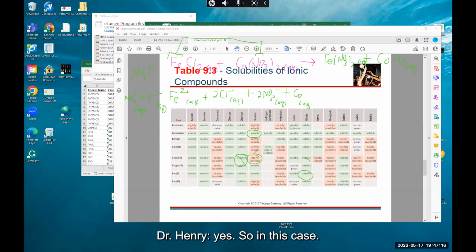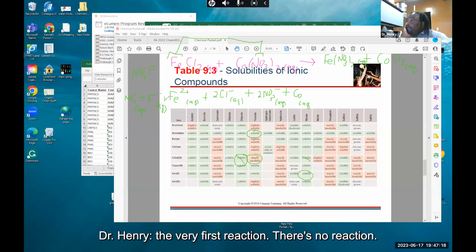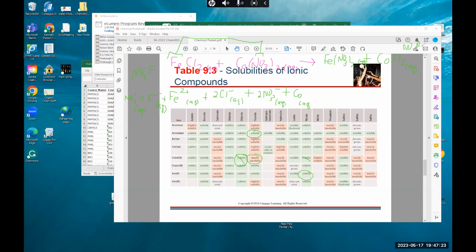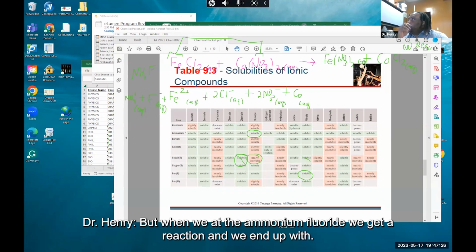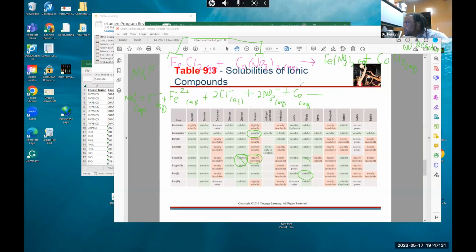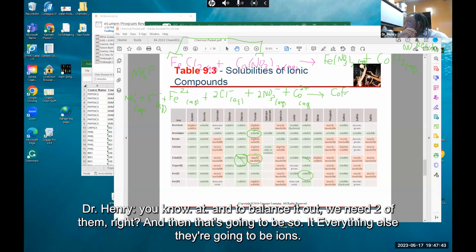So in this case, the very first reaction, there's no reaction. But when we add the ammonium fluoride, we get a reaction and we end up with CoF2, and to balance it out, we need 2 of them, right? And then that's going to be solid. Everything else are going to be ions.